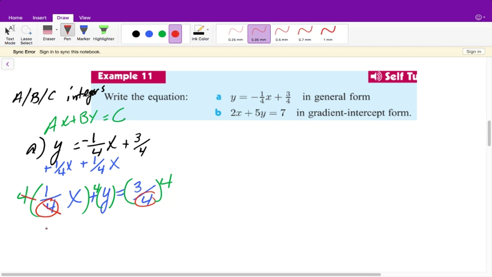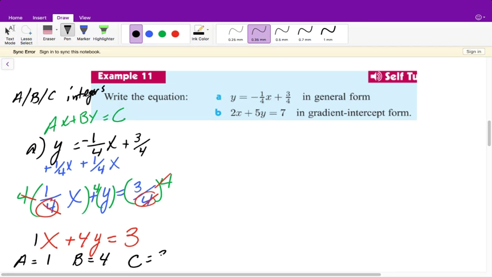Well, this 4 and this 4 will cancel, so we just have an x. We don't have anything to cancel with this 4, so it becomes 4y. And these 4's cancel, so it's equal to 3. So this is our general form. We can rewrite y is equal to -1/4 x plus 3/4 as x plus 4y is equal to 3. Where a is equal to the number in front of x, so that would be 1. My b is equal to the number in front of the y, so that's 4. And my c is the constant all by itself, 3.